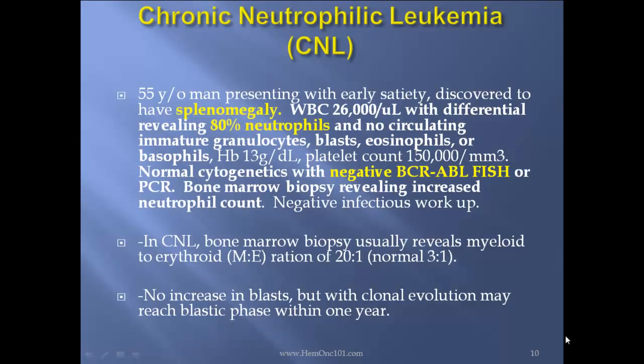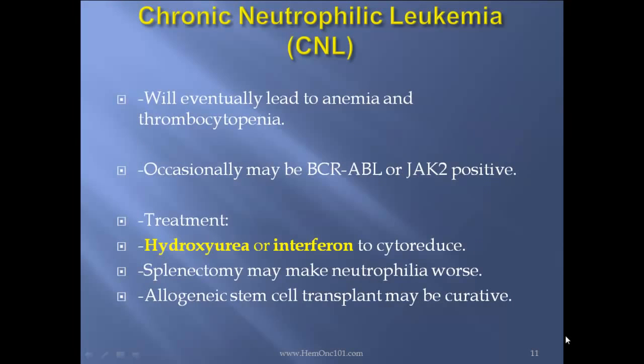In chronic neutrophilic leukemia, bone marrow biopsy usually reveals myeloid to erythroid ratio of more than 20 to 1, as we know normal is 3 to 1. There's no increase in blasts, but with clonal evolution, they reach blastic phase within 1 year. So eventually lead to anemia, thrombocytopenia as well, and occasionally may be BCR-ABL or JAK2 positive. Treatment: hydroxyurea or interferon to cytoreduce. Splenectomy may actually make neutrophilia worse in patients with splenomegaly, and allogeneic stem cell transplant may be curative in young fit patients.